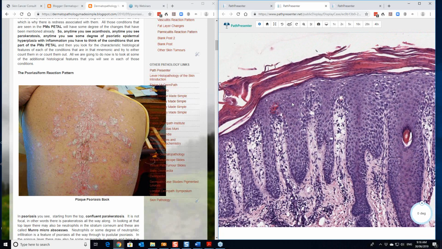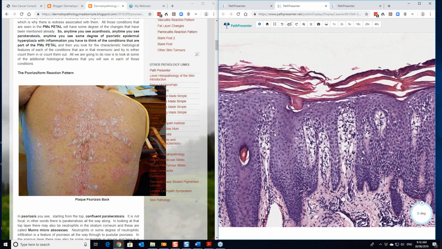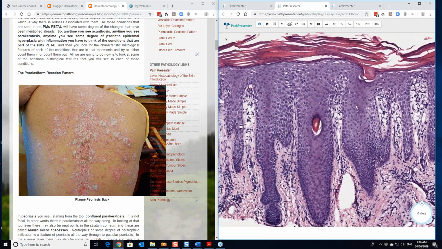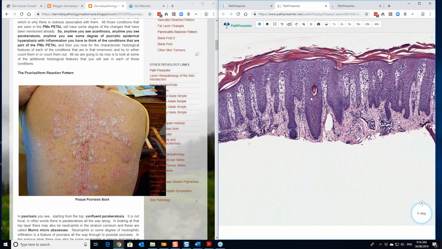The collection of neutrophils here in the mid-spinous area is known as the spongiform pustule of Kogoj, and the ones that are underneath the stratum corneum are the Munro's microabscesses. We may see better examples of those later. But the infiltrated dermis here is usually perivascular, superficial perivascular. But these are the major features that you're going to see in the pathology of psoriasis.